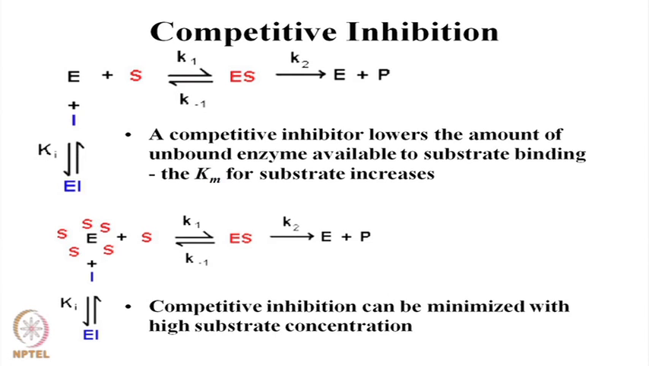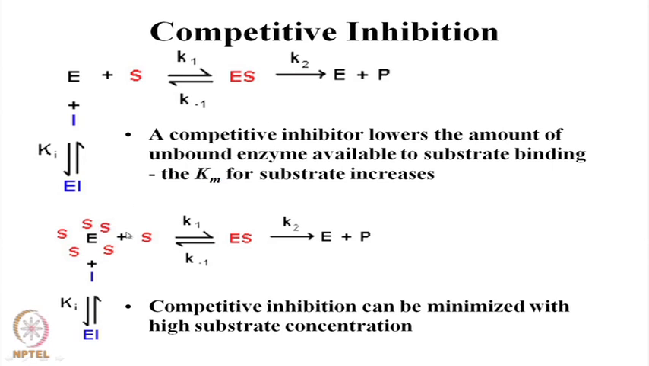Next, competitive inhibition. The scheme is like the classical scheme. This is a normal scheme: enzyme, substrate, enzyme substrate complex, then enzyme back, then product. Now, since the inhibitor is present along with your substrate, this inhibitor again binds with your enzyme, with a binding constant Ki, producing EI. So, a competitive inhibitor lowers the amount of unbound enzyme available to substrate binding, and as a result Km for the substrate increases. Km for the substrate increases means your binding is less, as I told at the very beginning.